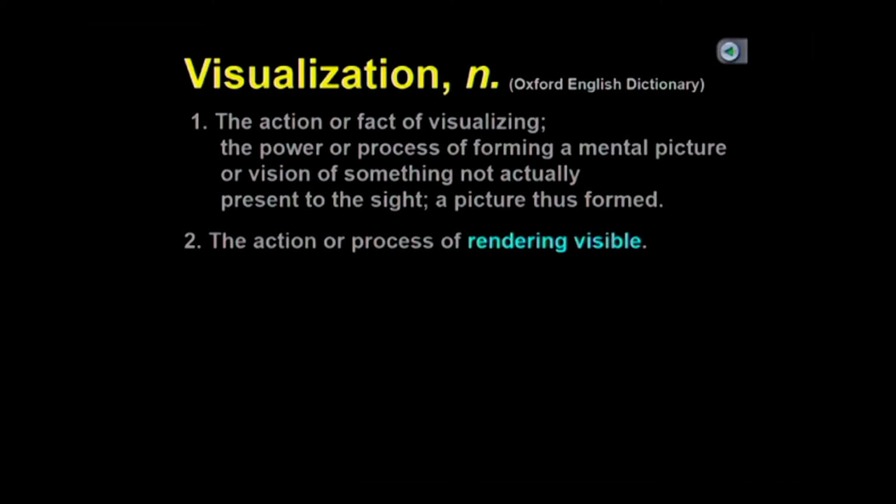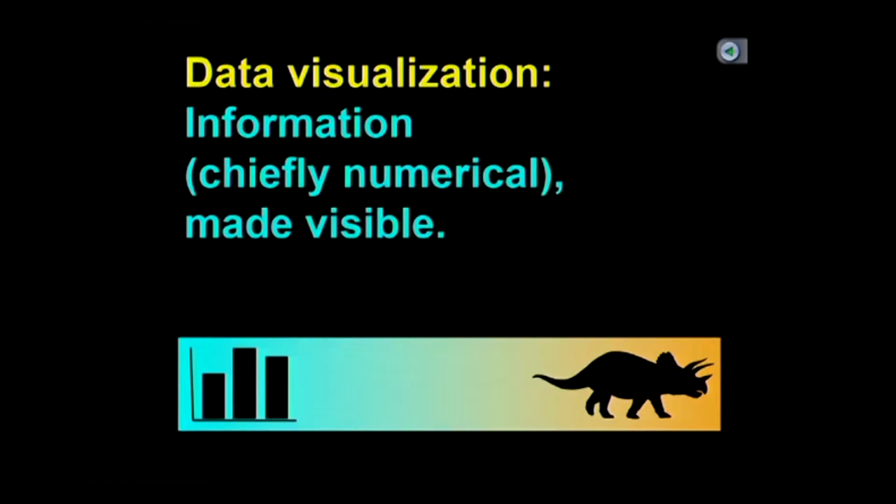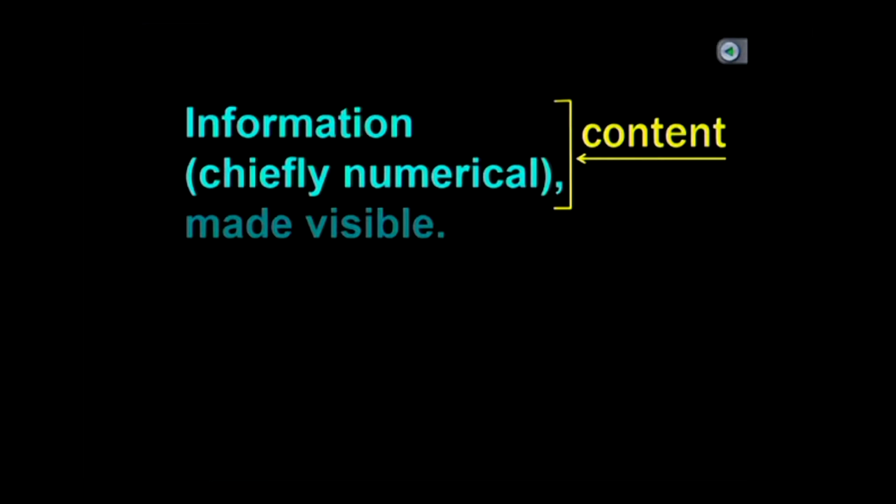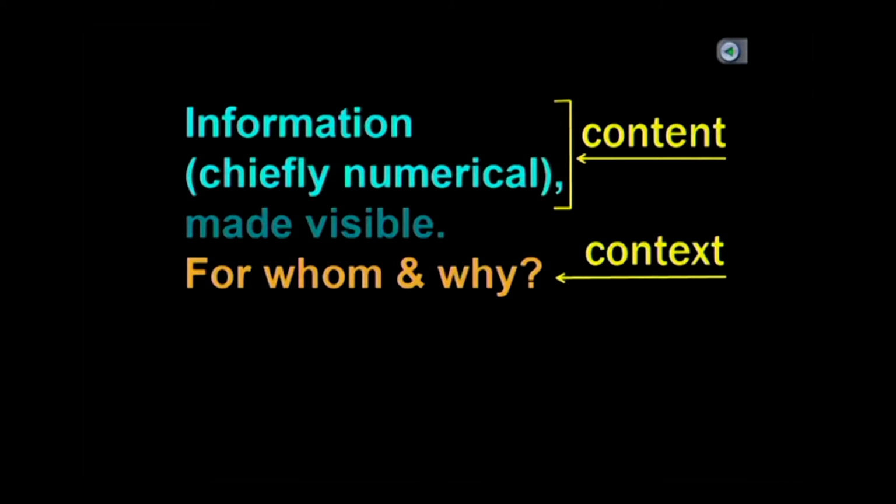And visualization as the action or process of rendering visible, which suggests that data visualization is information, chiefly numerical, made visible. But that's a pretty broad definition, encompassing everything from bar charts to even dinosaur reconstructions, which are illustrations rooted in scientific measurements of things like bone length. But what if we shift our point of view a bit and think about data visualization in terms of content and context?